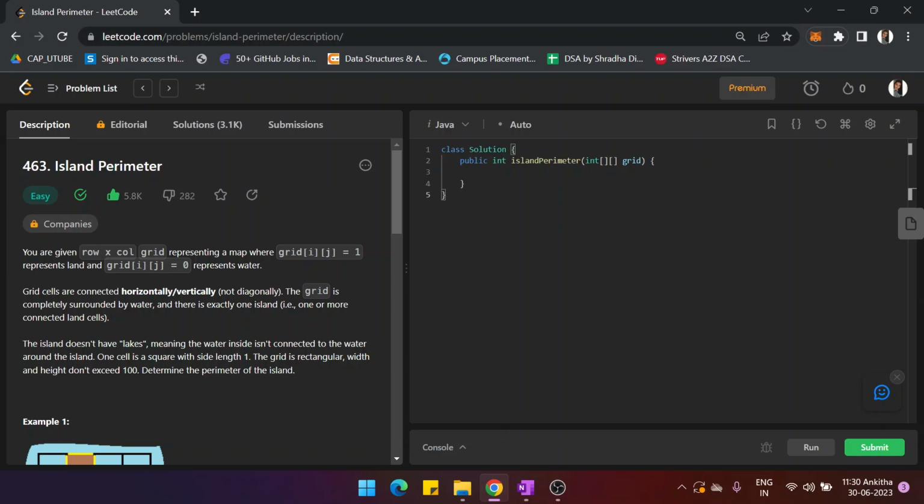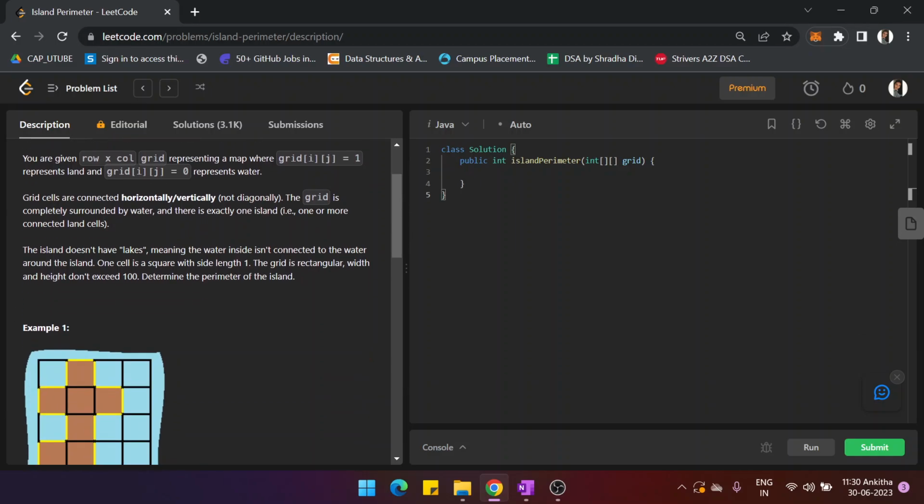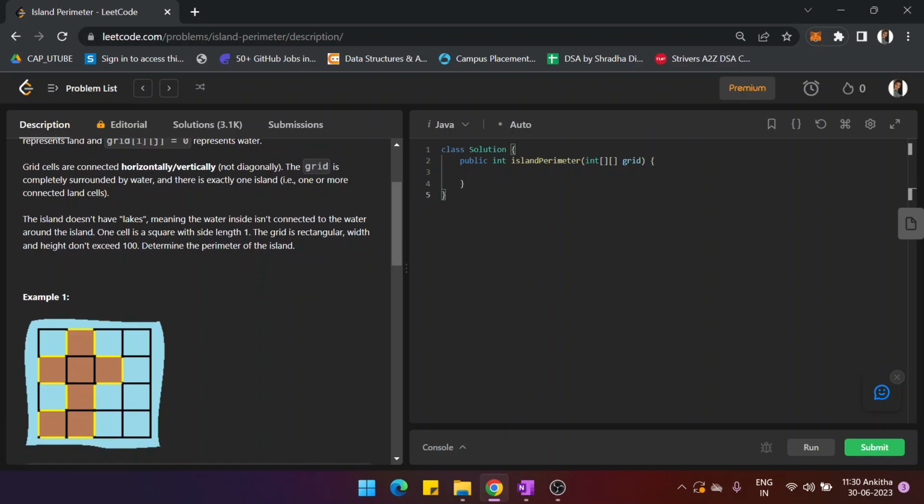Island perimeter. So you're given a matrix grid, rows into columns, representing a map where grid of i comma j equals 1 if it's representing land and grid of i comma j will be 0 if it is representing water. So if it is land then 1, if it is water then it is 0. Grid cells are connected horizontally or vertically but not diagonally, and the grid is completely surrounded by water and there is exactly one island. So in the given matrix, there is exactly one island and they are connected horizontally or vertically, but not diagonally. Diagonally they are not connected.